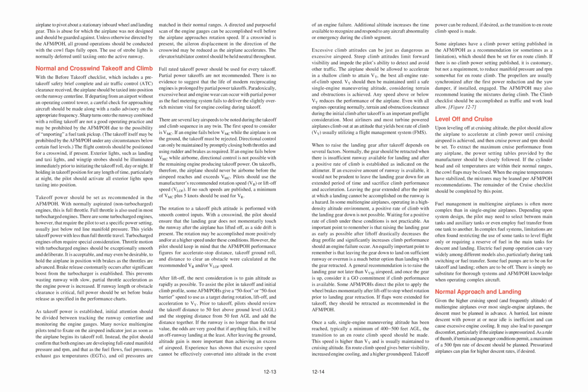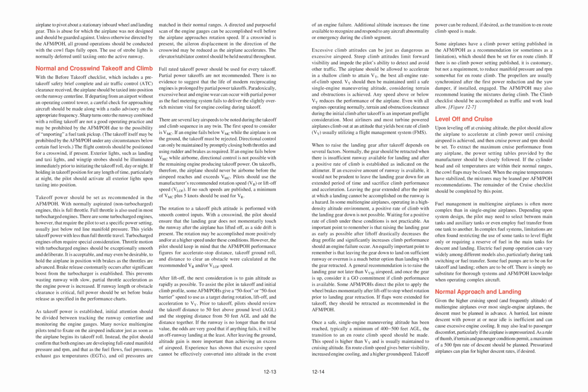The flight controls should be positioned for a crosswind, if present. Exterior lights, such as landing and taxi lights, and wingtip strobes should be illuminated immediately prior to initiating the takeoff roll, day or night. If holding in takeoff position for any length of time, particularly at night, the pilot should activate all exterior lights upon taxiing into position.